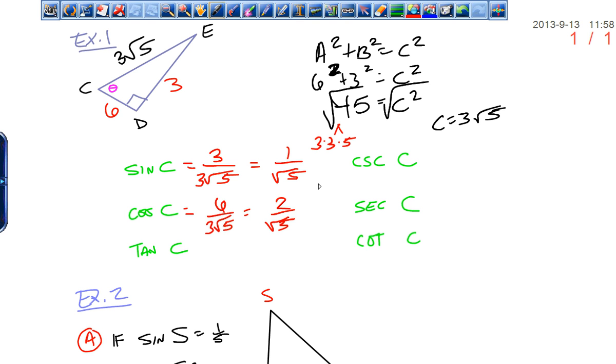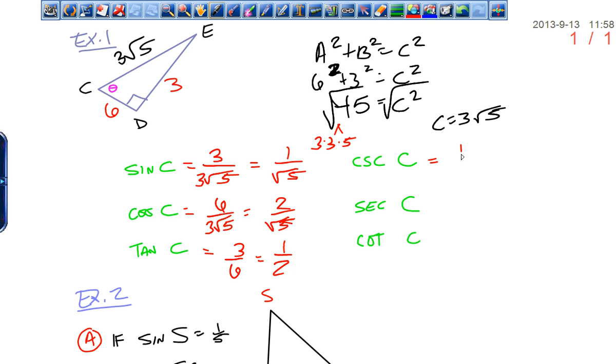And then lastly, tangent is what over what? What's the sides? 3 over 6. Opposite over adjacent? So 3 over 6, which is 1 over 2. 1/2, well done.